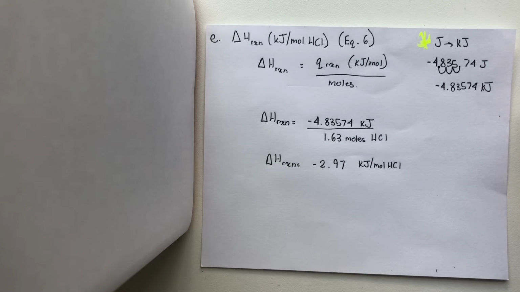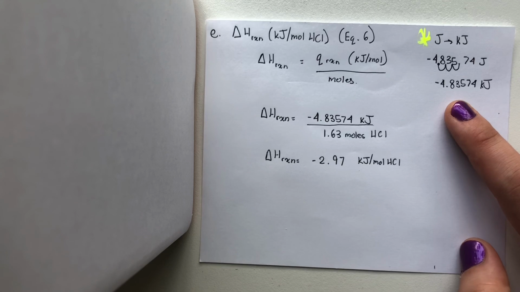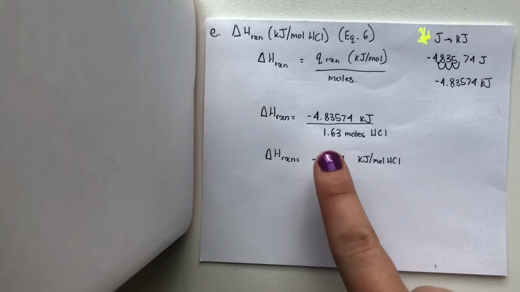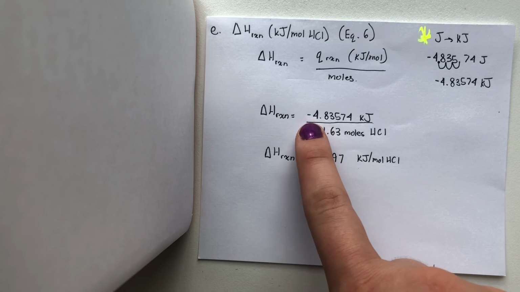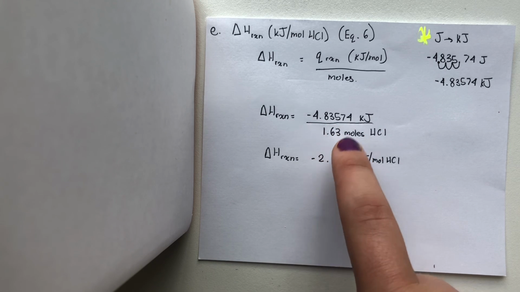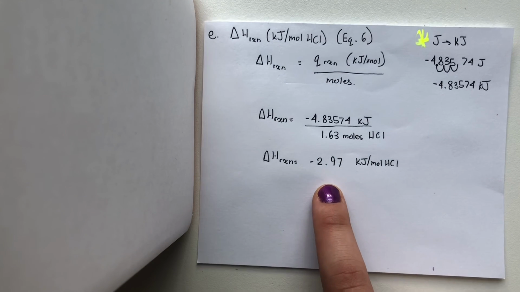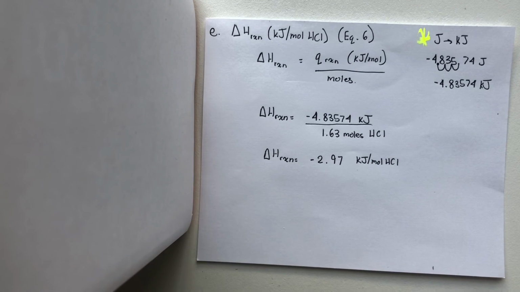Now over here on the side, remember it has to be converted, so just an easy way to remember, you're just going to move the decimal place 3 spots over to the left. So now that leaves us with negative 4.83574 kilojoules. So when we plug all the numbers in, we'll have the negative 4.83574 kilojoules divided by the 1.63 moles of HCl, and that will give us a total of negative 2.97 kilojoules per moles of HCl.